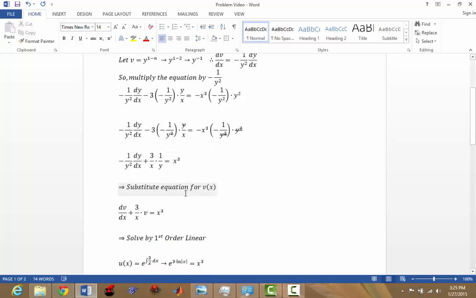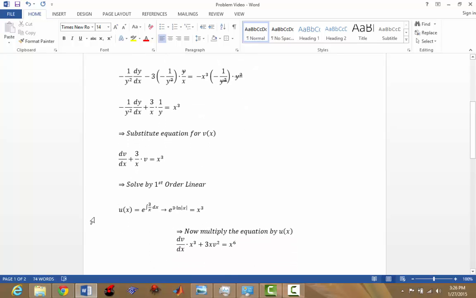cubed. Once you have this, we would have to substitute the equation for v of x, because we're trying to find p of x and q of x for this equation, so we can solve it using a first order linear equation, which is right there. So when you do that, you will have dv/dx plus 3 over x, which is our p of x, times v, equals x cubed. And we're going to use that to solve using first order linear equations.